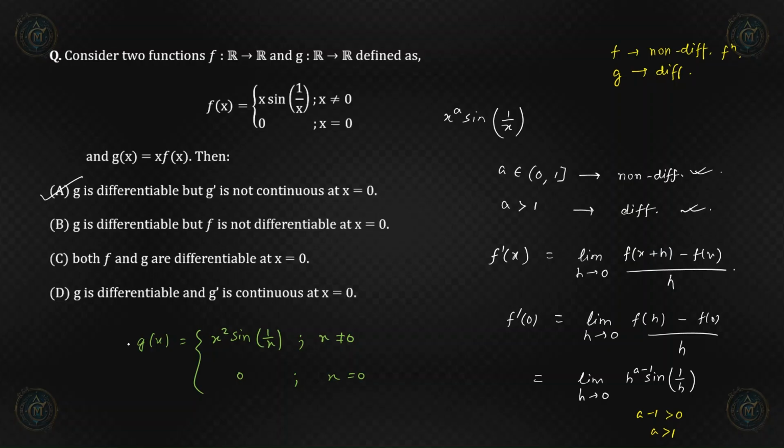This option is correct. G is differentiable but f is not differentiable at x equal to 0. This is also true. Both f and g are differentiable at x equal to 0. This is not true. G is differentiable and G dash is continuous at x equal to 0. This is also not true. Okay, so what will be our correct options? A and B will be our correct options for this problem. Okay, let us move to the next problem.